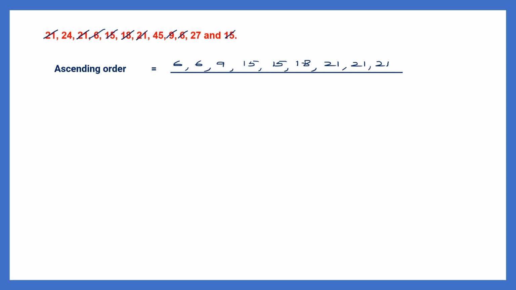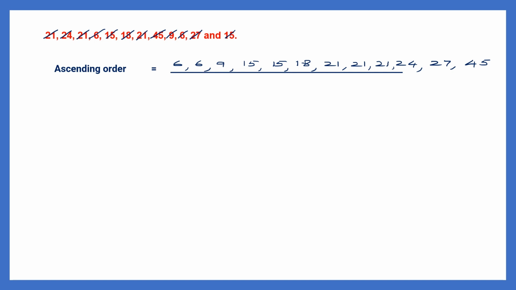Then what do we have next? We have 24. Then we have 27. And the last number is 45. Have we covered everything? Yes, we have covered everything. So this is the first thing to do. Now arrange it in ascending order.